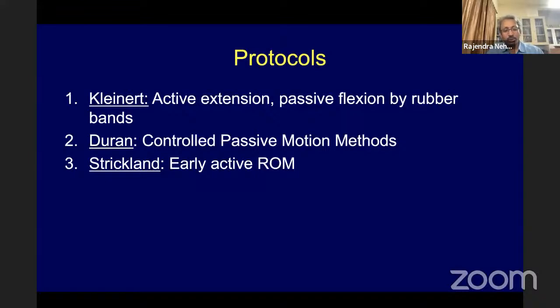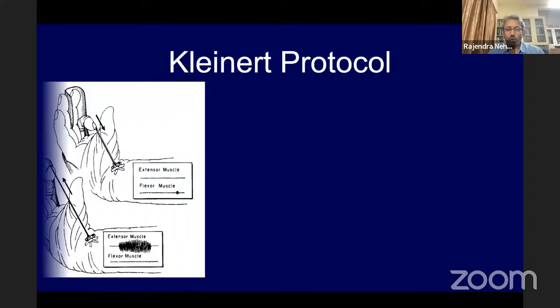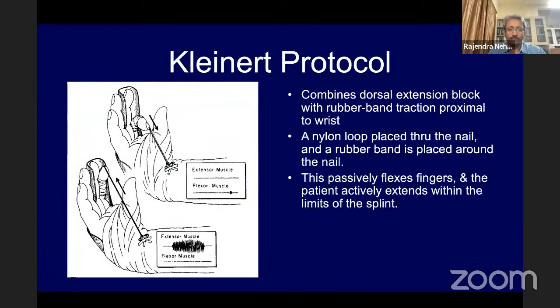We know one of the most famous protocols was Kleinert's protocol, where there was active extension and a passive flexion by rubber bands. Duran modified it by controlled passive motion methods, and Strickland started early active motion. What I follow is early active motion starting the next day of the flexor tendon repair. All aim at full active range of motion at 10 to 12 weeks. So I will not go into details of the Kleinert's traction. We know it very well.